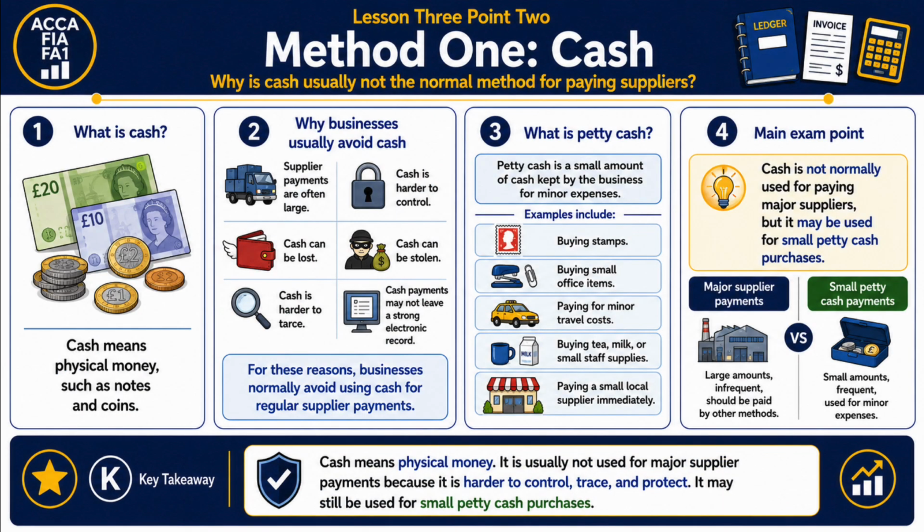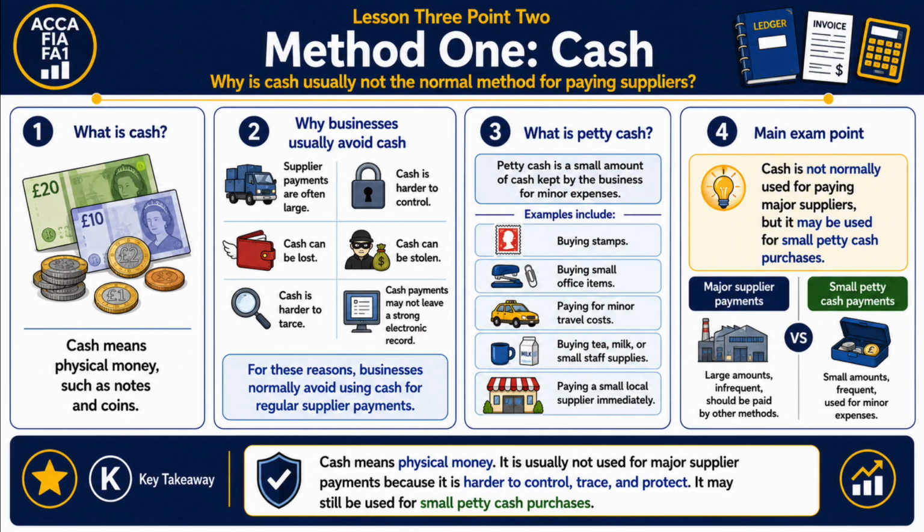Method 1. Cash. The first method is cash. Cash means physical money, such as notes and coins. In business, paying suppliers by cash is usually unusual. Why? Because supplier payments are often large, and cash is harder to control. Cash can be lost. Cash can be stolen. Cash is harder to trace. Cash payments may not leave a strong electronic record, so businesses normally avoid using cash for regular supplier payments.